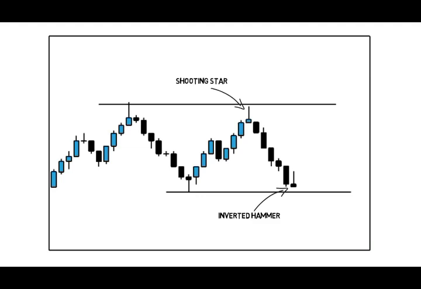Remember that the long upper shadow means that the initial bullish move was rejected by bears. And when trading reversals, we really want to see a change in the market's psychology. And whatever candlestick signal you see, a long upper shadow is by no means bullish.